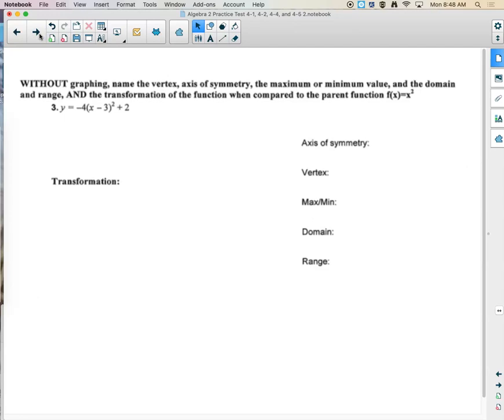Now this one says we can't graph it. Buggers! Without graphing, name the vertex, axis of symmetry, the maximum or minimum value, and the domain or range, and the transformation of the function. Oh my goodness. Is that in vertex form or standard form? Oh, well then this shouldn't be too bad.